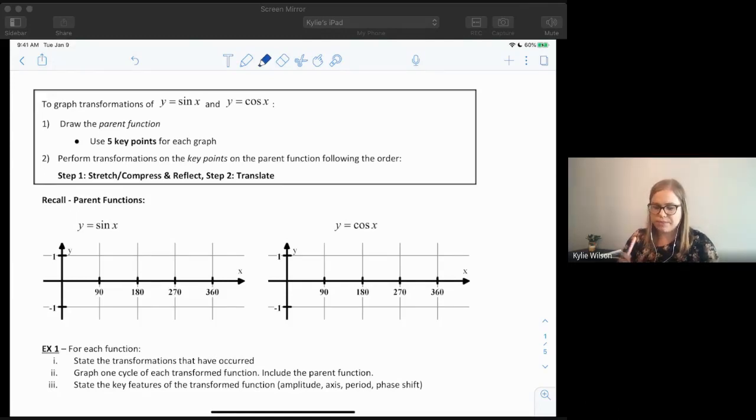Okay, so let's quickly recall our parent, oh sorry, I'll back up a little bit. So to graph our functions, we always use 5 key points. So make sure you have 5 points on each graph, and those are the 5 points that we're going to move. And then this is the order we perform our transformations in. We always stretch and compress and reflect. Then we're going to translate it. So we'll move it side to side with a phase shift, or we'll move it up and down.